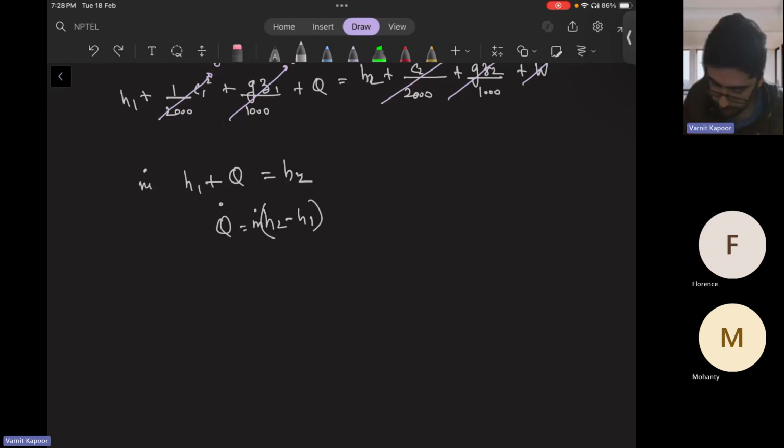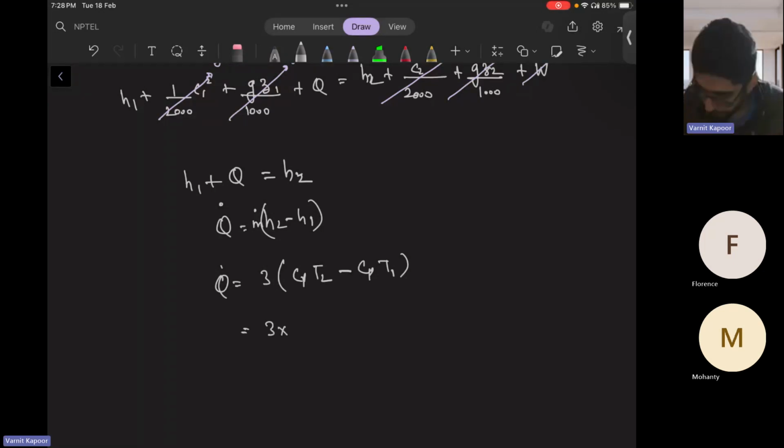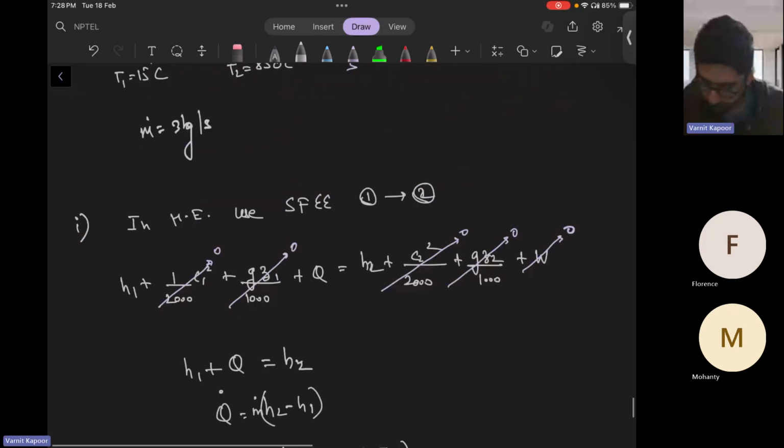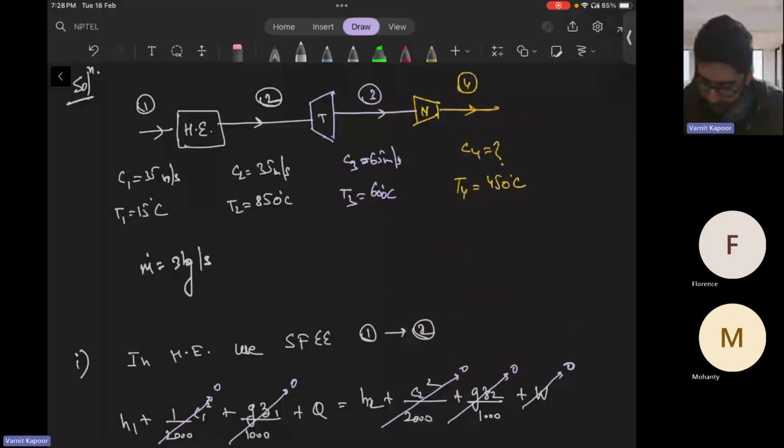I will write it like this only. So heat transfer is m dot times Cp T2 minus Cp T1. Air is treated as an ideal gas. So 3 into what is Cp of air? In the first tutorial we used 1.005 kilojoule per kg Kelvin. So 1.005 times (T2 minus T1), that is 850 minus 15.